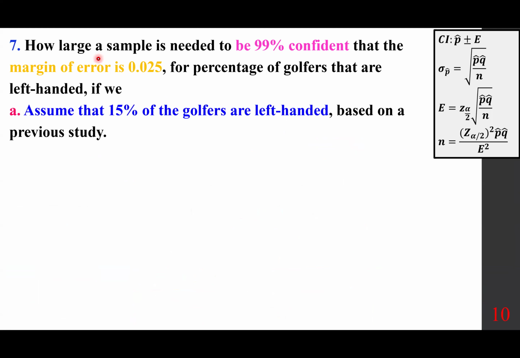How large a sample is needed to be 99% confident that the margin of error is 0.025 for the percentage of golfers that are left-handed, if we assume that 15% of the golfers are left-handed based on a previous study? So, reminding you of what we know about the confidence interval for P, which is P hat plus minus E. Here's sigma of P hat, here's E.